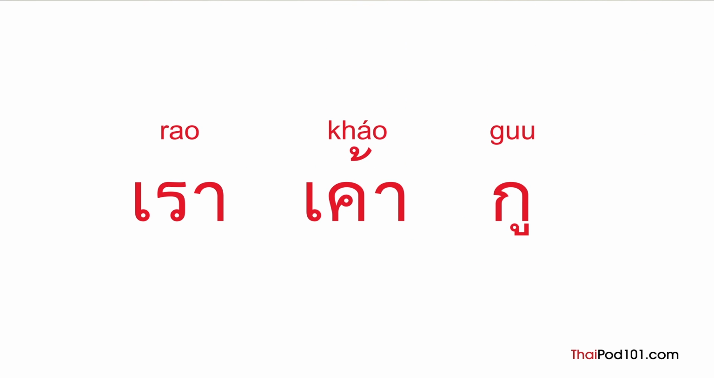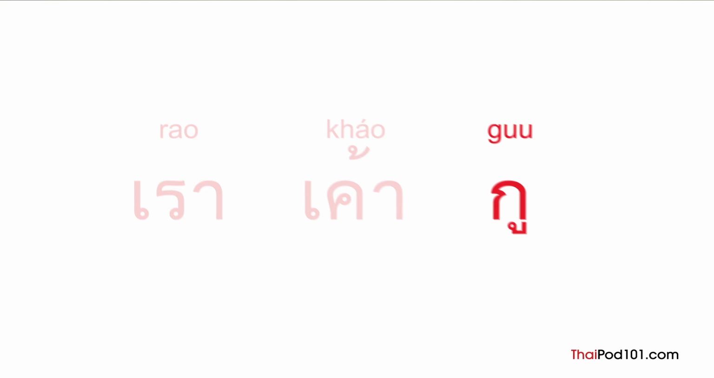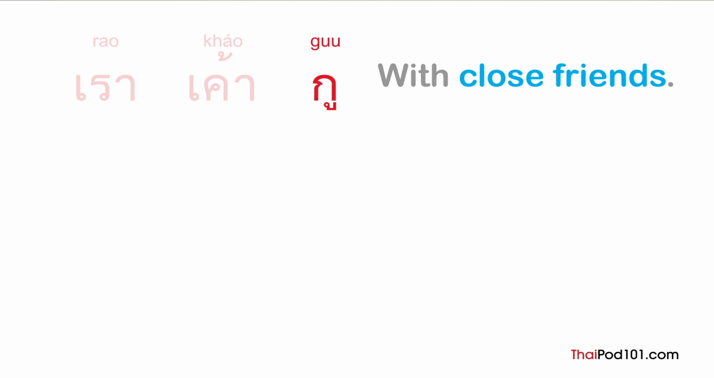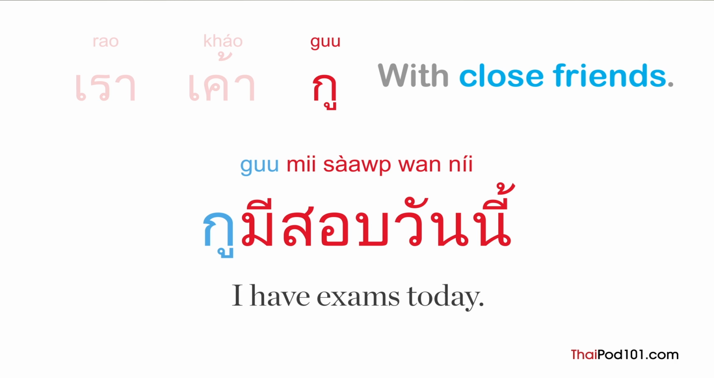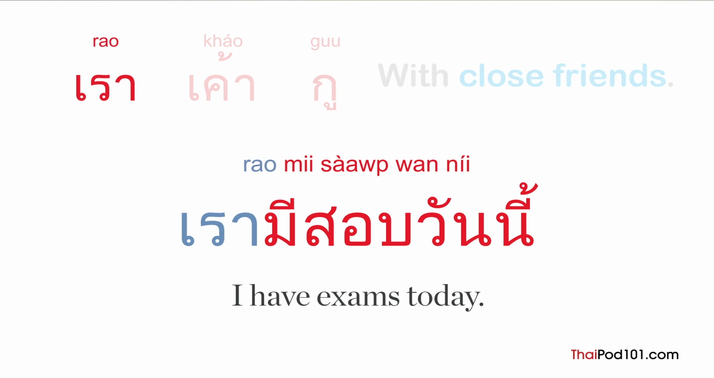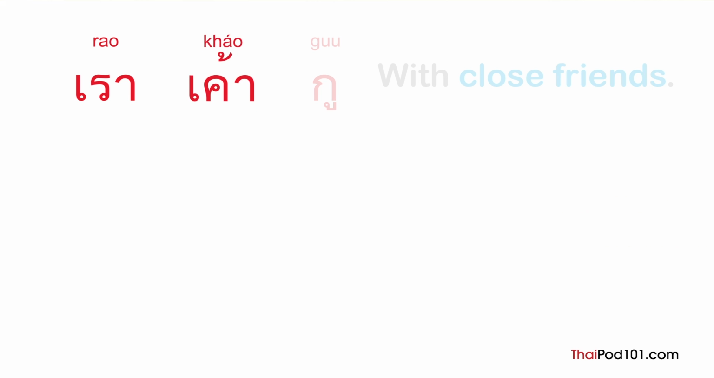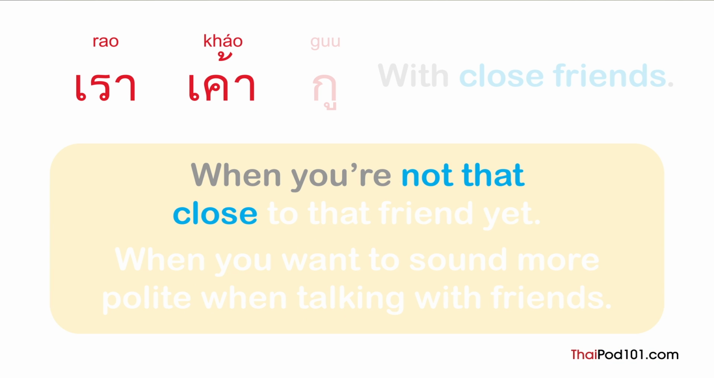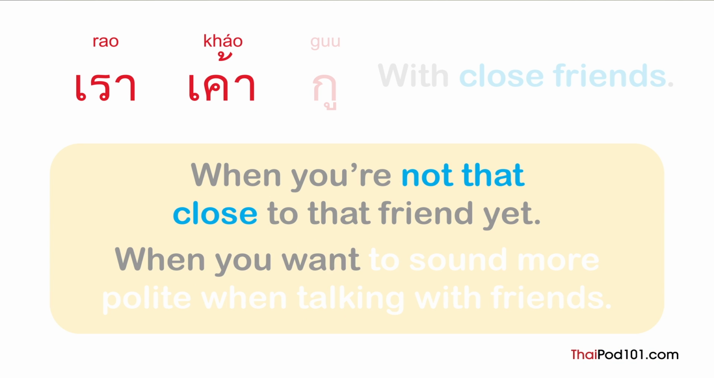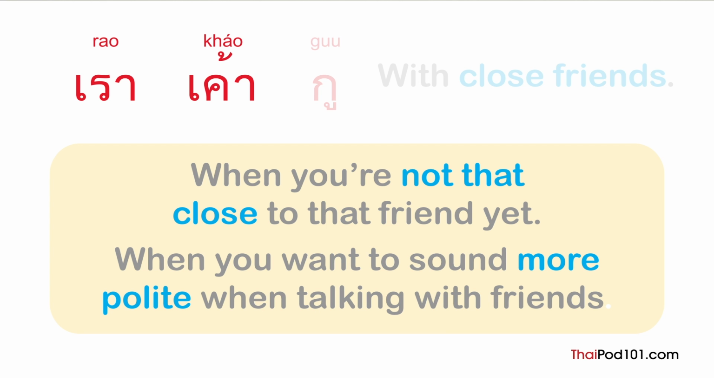Some of the words you can use when you are with friends are เรา, เขา and กู. The most informal of these is กู. This is usually used with close friends. For example, กูมีสอบวันนี้, I have exams today. Or เรามีสอบวันนี้. Or เขามีสอบวันนี้. เรา and เขา are usually used when you are not that close to that friend yet, or when you want to sound more polite when talking with friends.